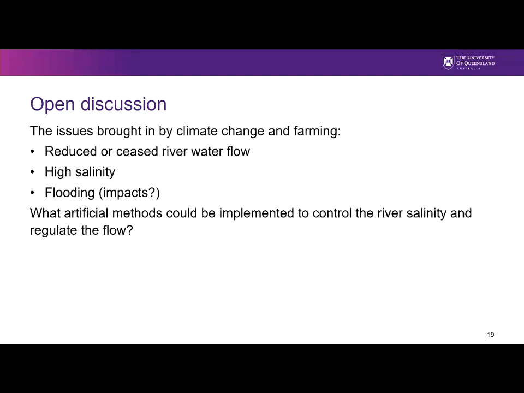Do you think there are any sorts of artificial methods that could be implemented to control river salinity and regulate the flow? This is exactly what the Murray-Darling Basin Authority does. What are the options they can use? Do you have any ideas? You mean pump parts of the river by weirs? Weirs. Okay, so water locks, right? Okay. Any others?